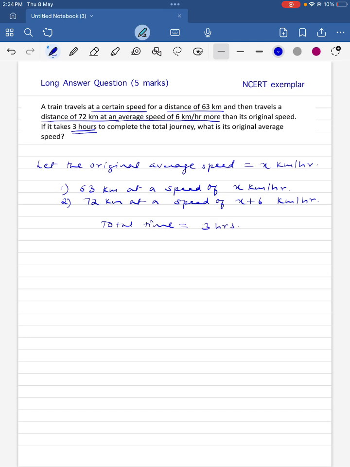Now we know that time can be found using the formula distance by speed. So let me find the time in the first case. The distance traveled was 63 kilometers and the speed was x. And in the second case, the distance traveled is 72 kilometers and the speed is x plus 6. Now together, the total time is 3 hours. So now I have my quadratic equation.